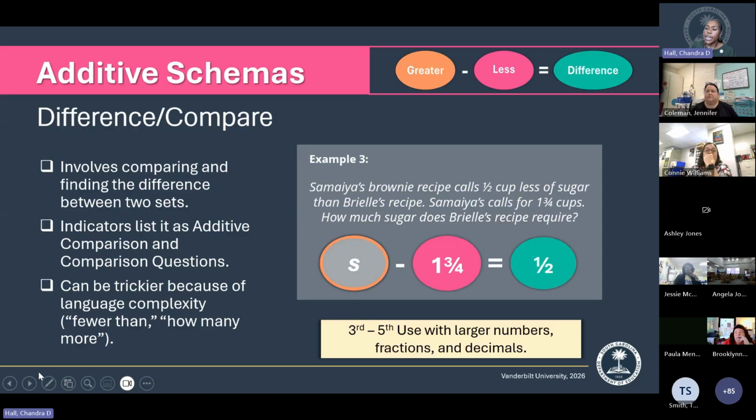Okay, notice I used a variable here too. I told you earlier that we start representing unknown amounts with variables, and this is something that we expect fourth grade to be able to do on their own, but we will start to show that to them. We can start in third grade.